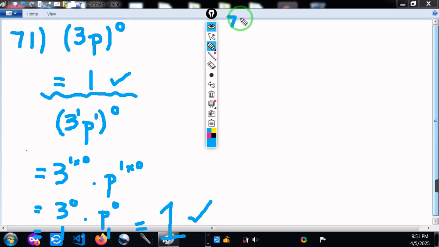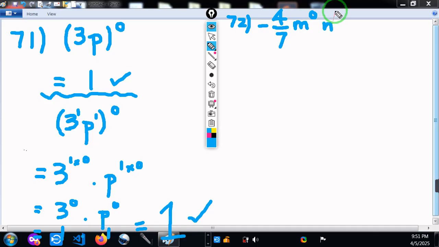72 is minus 4 over 7 m to the power of 0, n cubed. Ooh, what is that? Minus 4 over 7 m to the power of 0 means m to the power of 0, and n cubed.